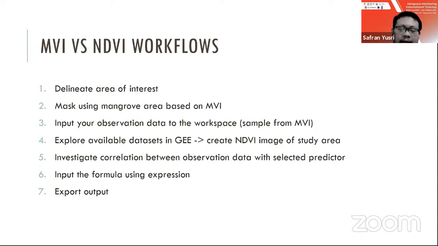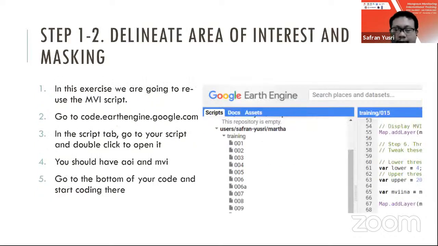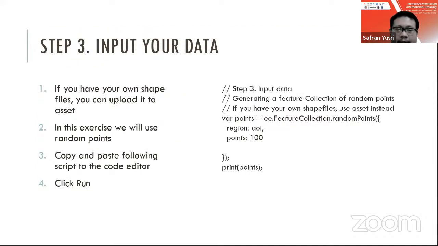The first thing you should do is create a new script from scratch, and then delineate your area of interest. In this script we are going to reuse the MVI script. So please open your MVI script from your scripts by double clicking it. You should have your area of interest and MVI. Then we can go to the bottom of your code and start coding there. If you have finished opening the MVI script, let's continue to the third step.